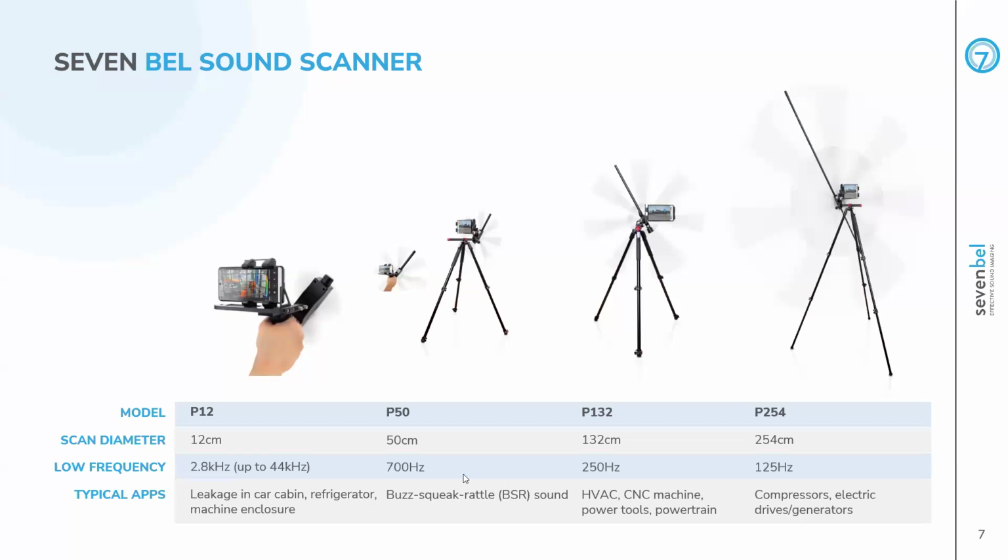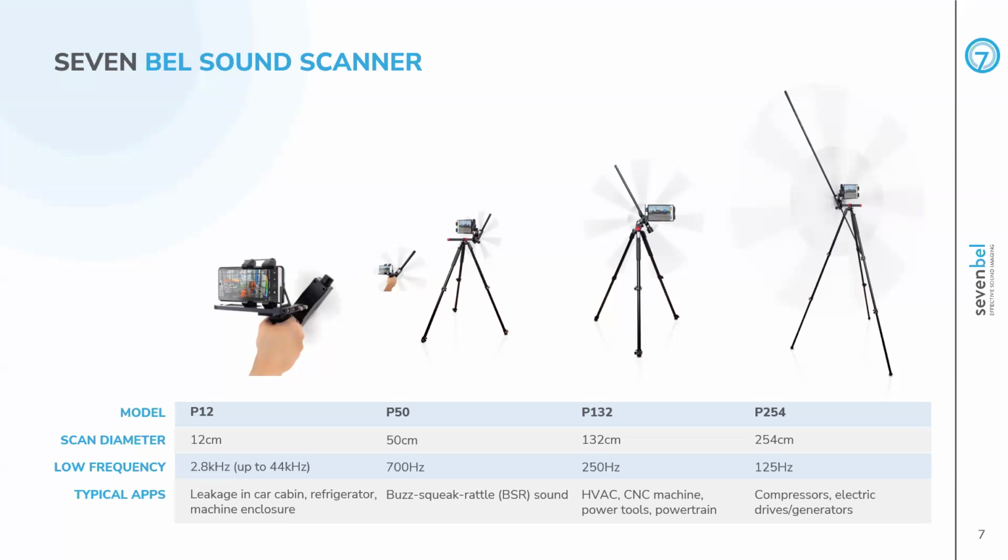Moving further to the left, we have the P50 having a diameter of 50 centimeters. And as you already may have realized, as we go down to smaller measurement surfaces, smaller diameters, the lower frequency goes up. So the P50 is starting at 700 hertz, mostly used for locating bus squeak and rattle sounds in confined spaces, where you typically don't have enough space in order to set up one of the larger systems.